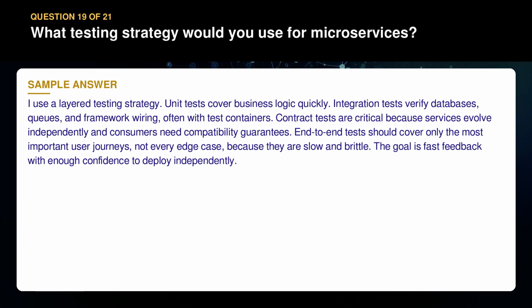Question 19. What testing strategy would you use for microservices? I use a layered testing strategy. Unit tests cover business logic quickly. Integration tests verify databases, queues, and framework wiring, often with test containers. Contract tests are critical because services evolve independently and consumers need compatibility guarantees. End-to-end tests should cover only the most important user journeys, not every edge case, because they are slow and brittle. The goal is fast feedback with enough confidence to deploy independently.